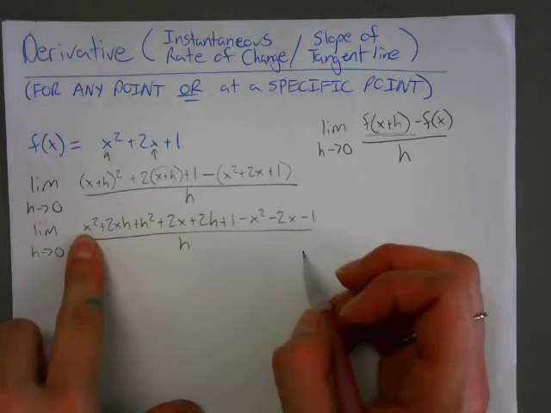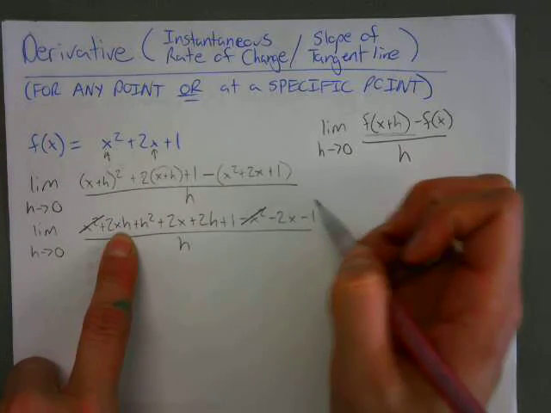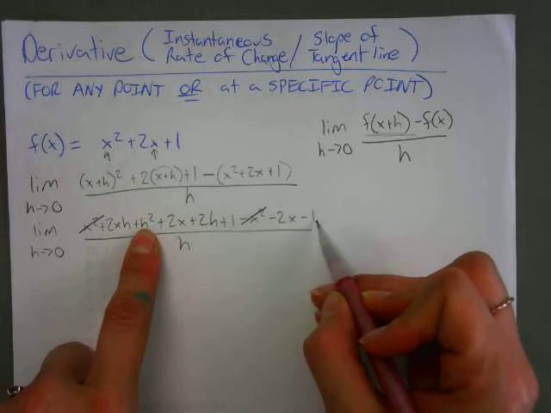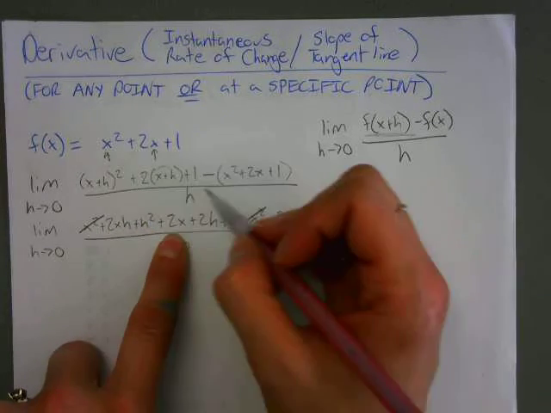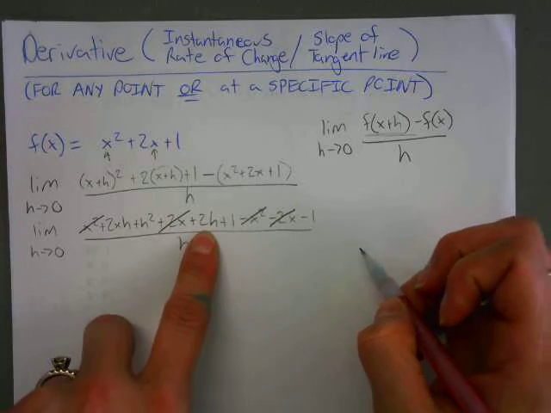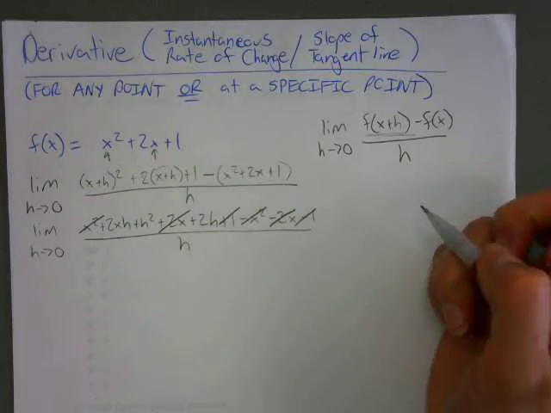Alright, let's look for some like terms on top. I see x squared here and a minus x squared here, so those are opposites. They're going to cancel. 2xh, no like terms for that, so I'm going to leave it. h squared, no like terms for that. I'm going to leave it. 2x, I see a minus 2x, so those will go ahead and cancel. 2h doesn't have a like term, but plus 1 and minus 1 should cancel.